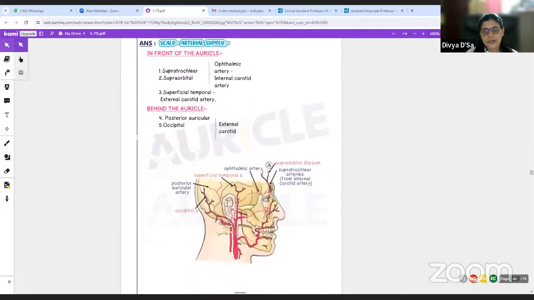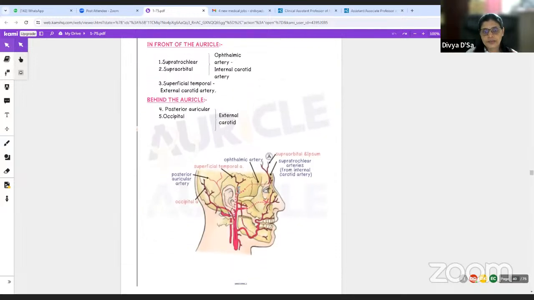So here you can see we have the supratrochlear and supraorbital. They are coming from the ophthalmic artery, a branch of the internal carotid. And here we have the superficial temporal artery. So on this side, in front of the ear, we have 3. Behind, we have the posterior auricular artery and occipital artery.